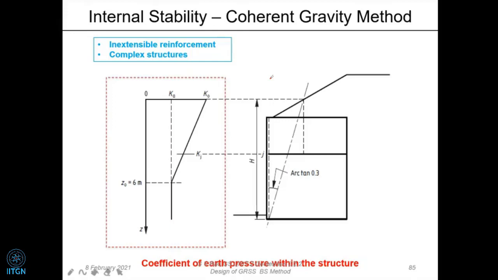So this was the simplest method we can think of, the tie-back wedge method, wherein we use essentially Rankine theory, and for analysis we use wedge theory. When we want to go further, the other method which is available is, as I said, the coherent gravity method. The coherent gravity method differs in two different ways.